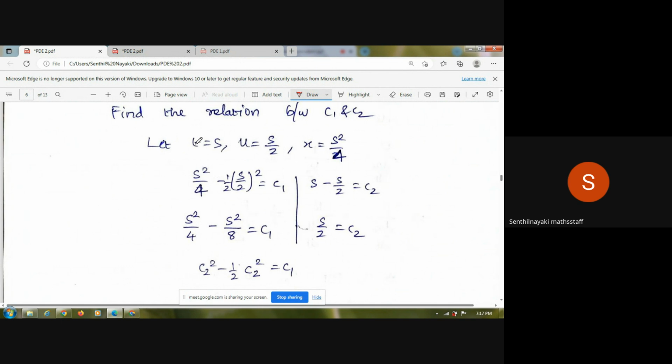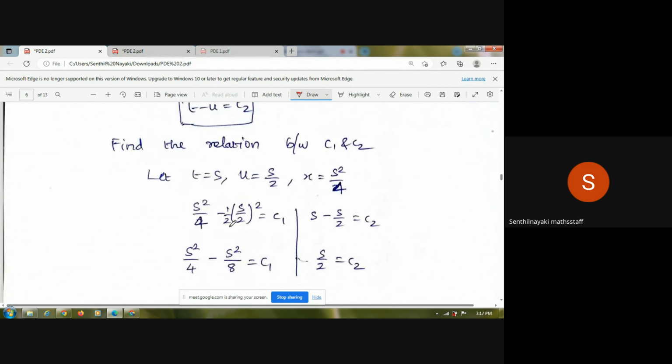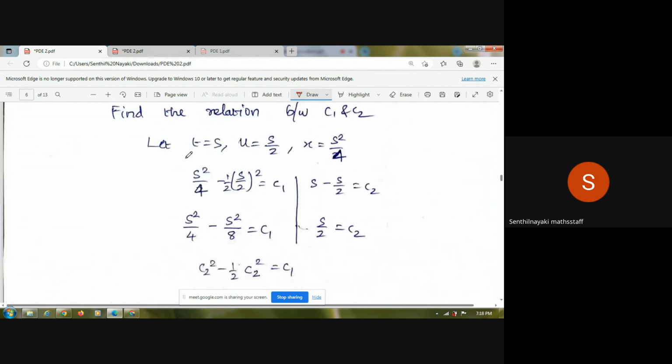Okay. So here there is no y term, that is a dt term. So substitute in the first solution. What is the first solution? First solution is x minus u square by 2 equal to c1. This is the first solution. Second solution is t minus u equal to c2. This is the second solution.